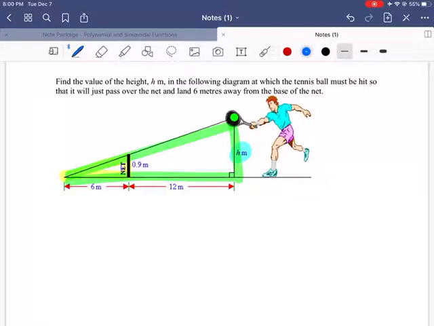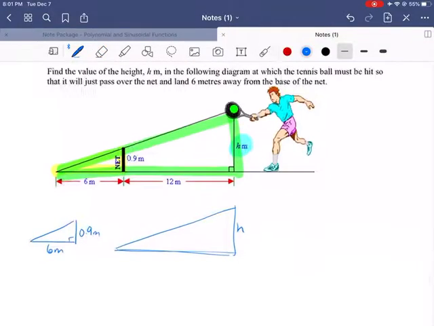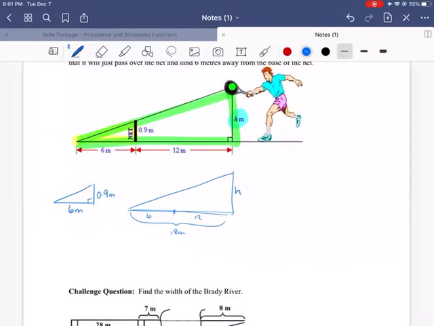So sometimes it's useful to actually just redraw the two triangles. So this one has a height of 0.9 meters, and this is 6 meters, and we're comparing that to the larger triangle, where the height is unknown. I guess we could call it h. Use a different variable. And we need the entire distance. So part of it's 6 and part of it's 12. So the entire thing is 18 meters.